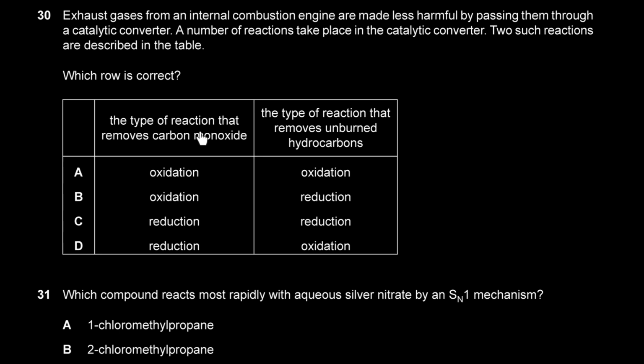In a catalytic converter, carbon monoxide is removed by a reaction with nitrogen monoxide. It reacts with nitrogen monoxide to form carbon dioxide and nitrogen gas. The reaction that we have is this guy over here. This is the reaction that takes place in a catalytic converter, and this helps us get rid of carbon monoxide and nitrogen monoxide. Now, carbon monoxide is being oxidized to carbon dioxide. So when we talk about carbon monoxide specifically, it's oxidation because carbon monoxide is being oxidized.